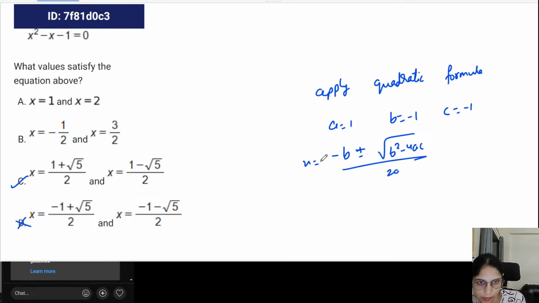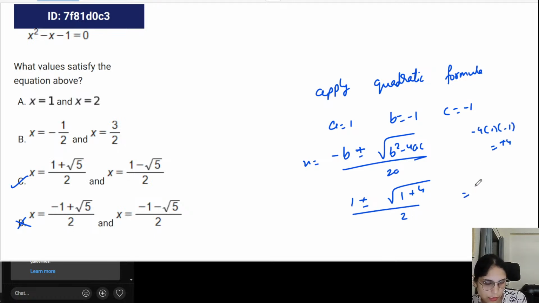Minus of minus 1 is 1. 1 plus 4, because minus 4 times 1 times minus 1 is plus 4. So 1 plus minus square root 5 upon 2.